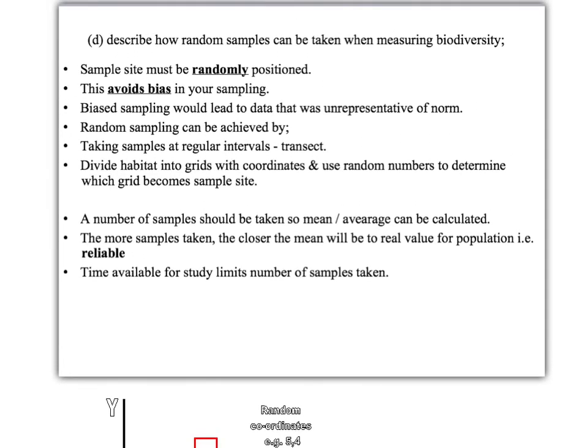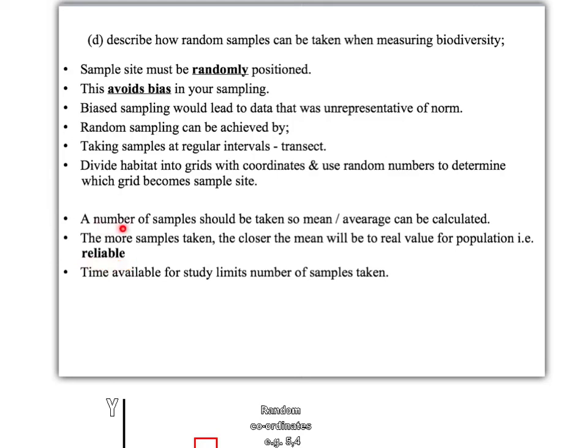So your options are to use transects or to use coordinates to split up your area to randomly choose where you put your quadrat. So random is a key word, avoiding bias is a key word, and the other thing that you need to do is to try and get data which is as reliable as possible. The more samples you take of your population, the more representative of the situation in your whole population your data is likely to be, and therefore that is going to be more reliable.